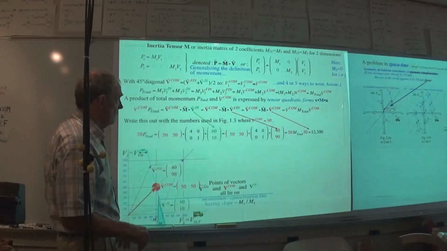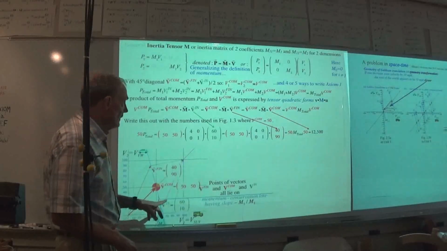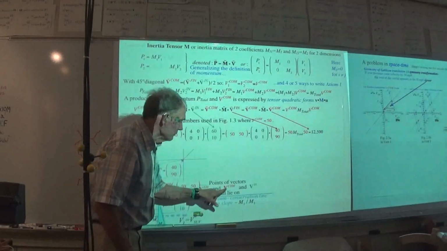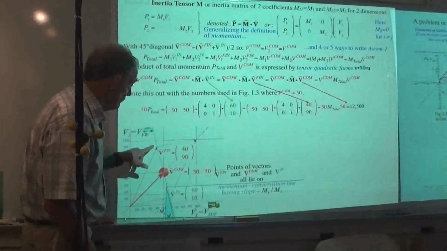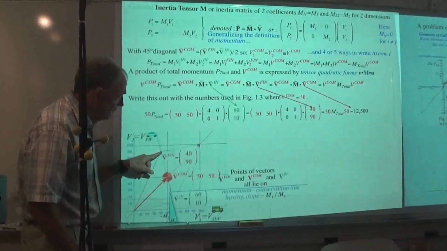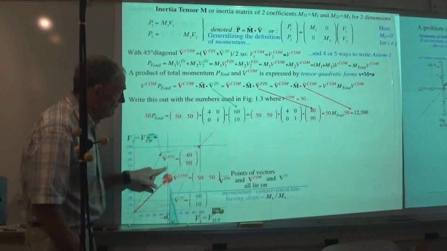Now, this picture's been here all along. The points of the vectors, VCOM, Vin, and Vfin, if we get to have time reversal symmetry, are all on the same line.